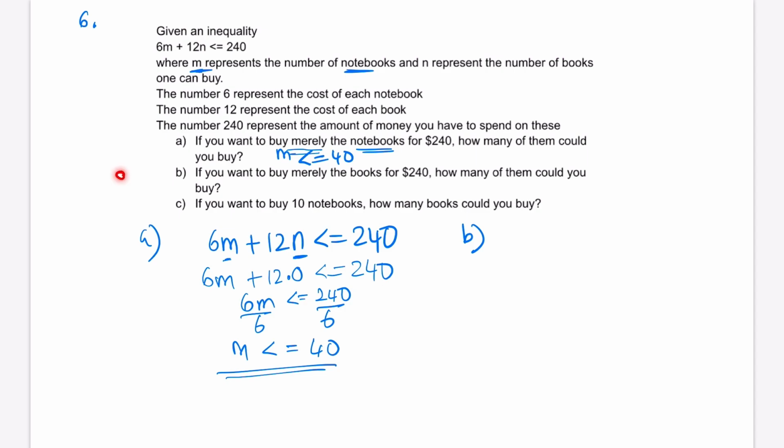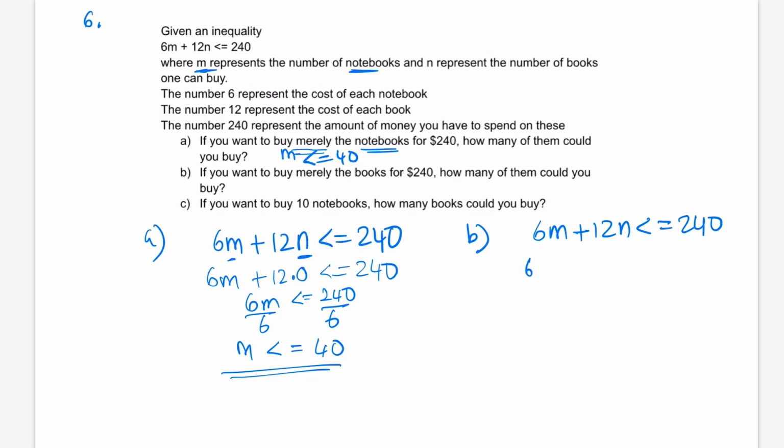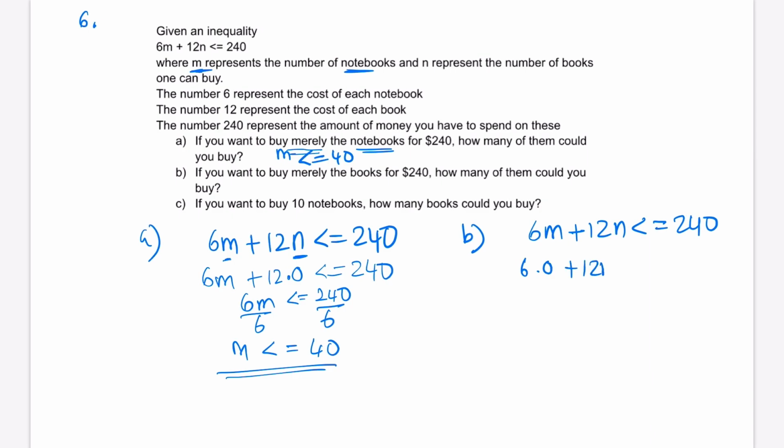Okay, let's do problem B. If you want to buy merely the books, again books are represented by n, number of books, how many of them could you buy? So in this case, again let's rewrite the inequality here. 6m plus 12n is less than or equal to 240. In this case you are merely buying books, you are not buying any notebooks. So in this case m is 0 because m represents the notebooks. It's 6 times 0 plus 12 times n is less than or equal to 240.